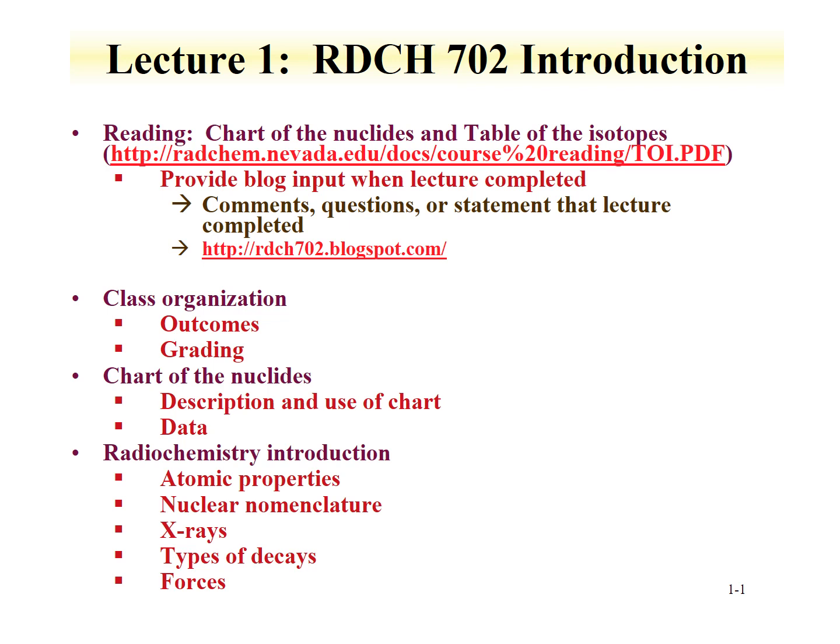Okay, what we'd like to talk about today is listed here: the organization of the class, the outcomes, what we expect you to get out of the course, and the grades, a description of the chart of the nuclides and the table of the isotopes, and then an introduction to radiochemistry.